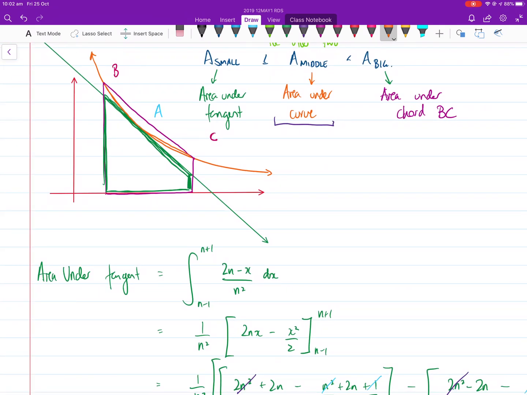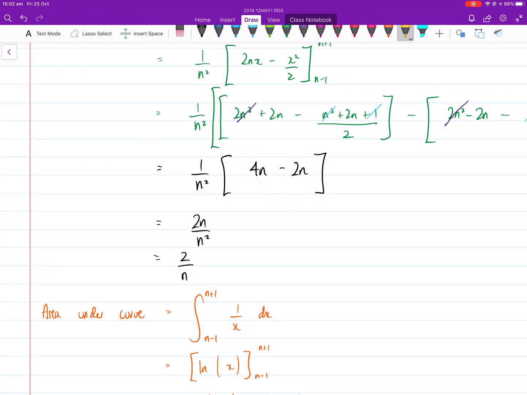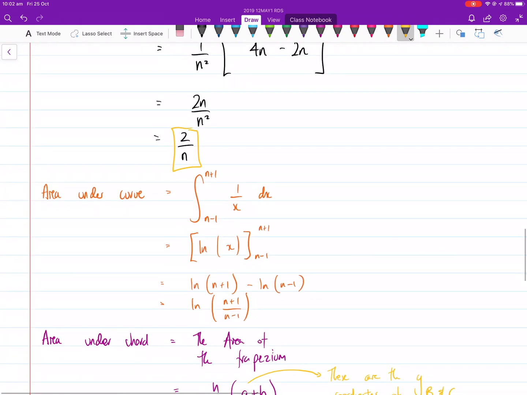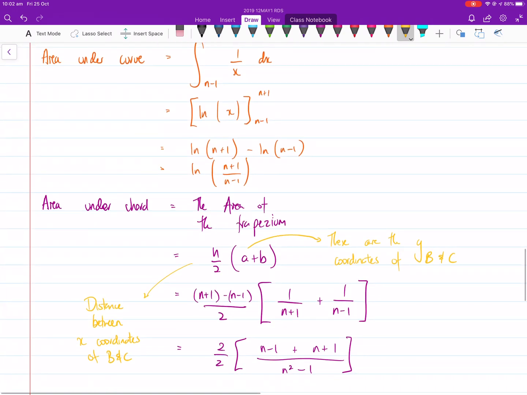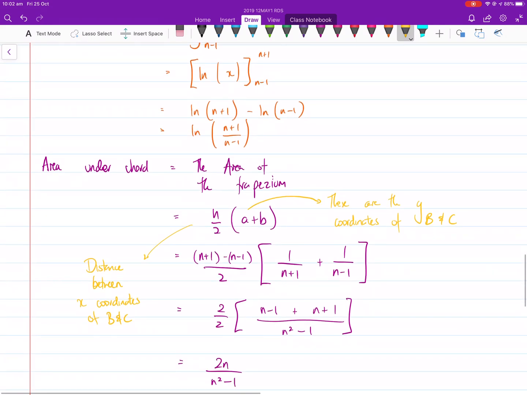If you take the area underneath the tangent here, I just did it using integration, you end up with 2 on n, which is unsurprisingly exactly what we need. If you take the area underneath the curve, that's 1 on x between those limits, you get log of (n plus 1) over (n minus 1), again, exactly what we have. And then the area under the chord.